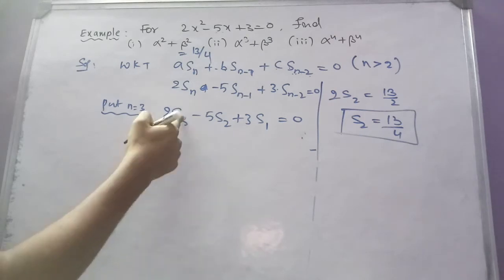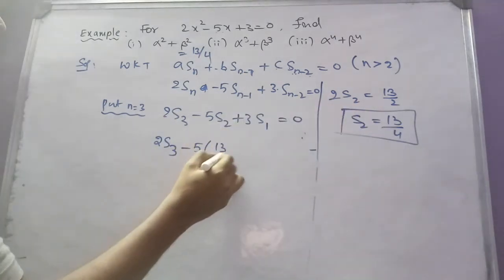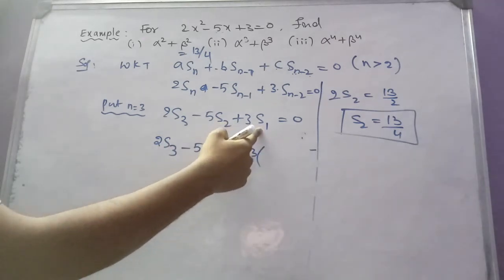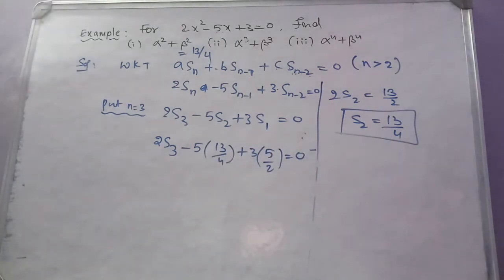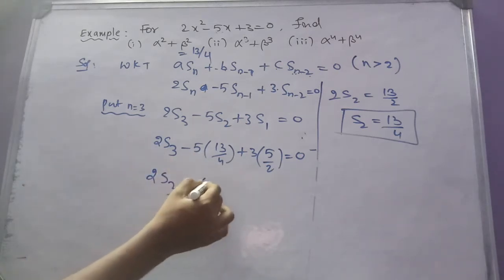So we have to find the value of s3. Minus 5 into s2, which is 13 by 4, plus 3 into s1. s1 means the sum of the roots, alpha plus beta, which is 5 by 2. Now simplify this, you will get the value of s3. So 2 into s3 as it is, minus 65 by 4.